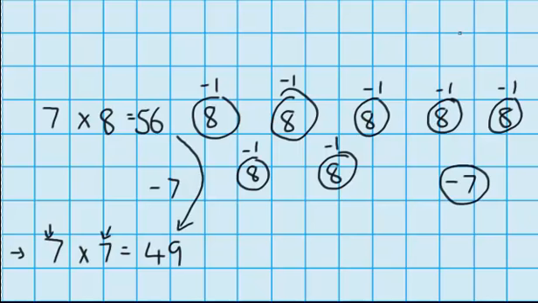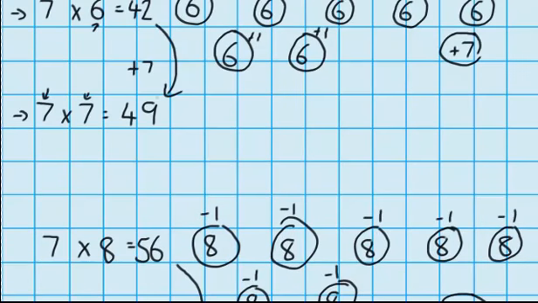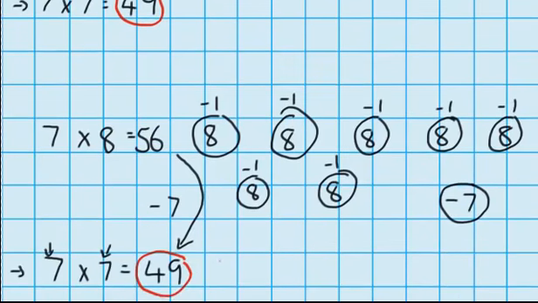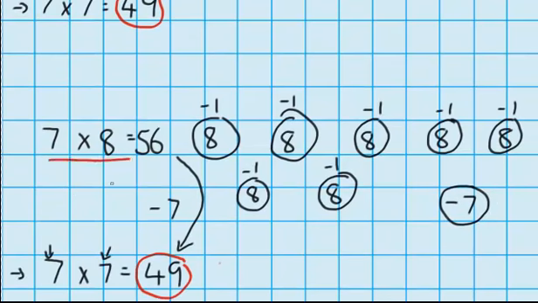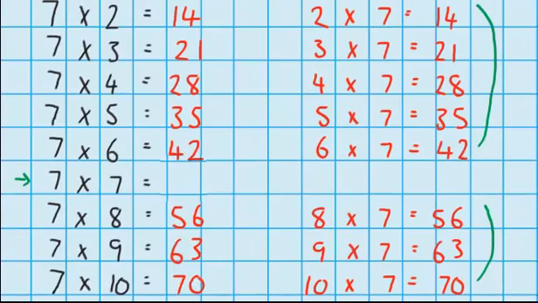So now we've used 2 different ways to work out what the answer to 7 times 7 is. And notice in both of those we got 49. In our first method we used 7 times 6, and we had to add 7 to help us get up to 49, and in our second method we used 7 times 8, and we had to take away 7 to get us down to 49. Let's write that answer in. 7 times 7 is 49.